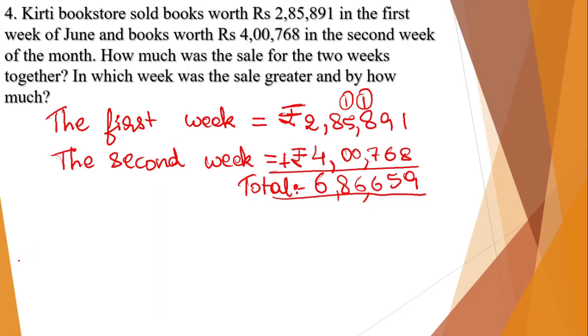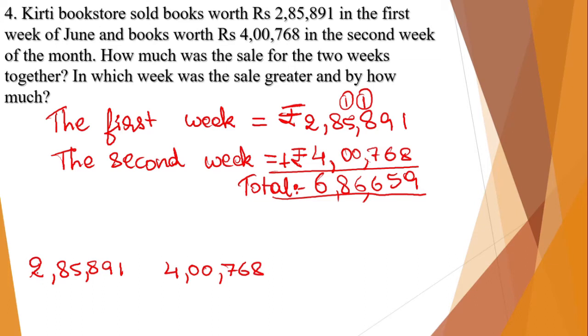Now, the first week sale was 2,85,891. So this was the first week, and in the second week it was 4,768. Now we should compare them.